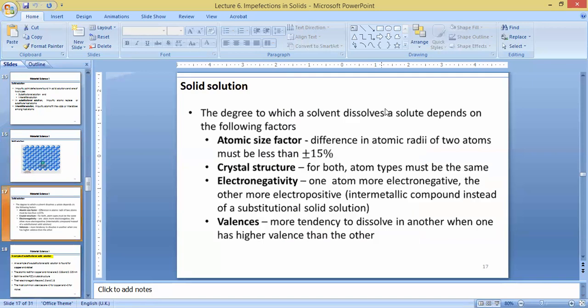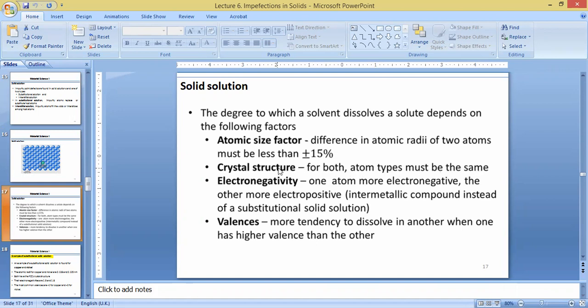Okay, so the degree to which a solvent dissolves a solute depends on the following factors. Please take note of this. The factors on which a solvent dissolves a solute. First, atomic size factor, so the size of the atom matters. The difference in atomic radii of the two atoms must be less than plus or minus 15%. So the difference has to be like this, and the crystal structure for both atoms must be the same.